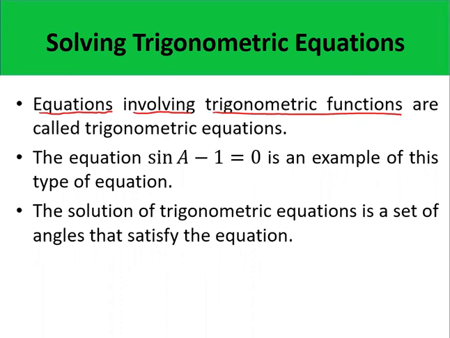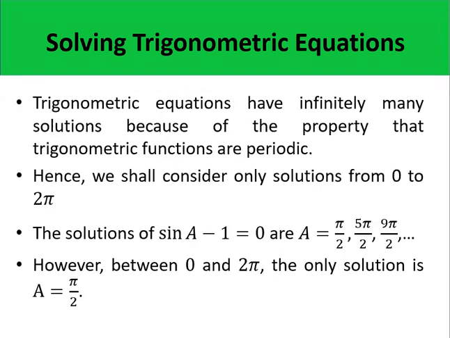An example of a trigonometric equation is sine of the angle A minus 1 is equal to 0. So the goal here is to solve for the angle or angles A that will satisfy this particular equation. Now, trigonometric equations have infinitely many solutions because of the property that trigonometric functions are periodic. But in our discussion in this video, we shall only consider solutions from the angle 0 up to the angle 2 pi.